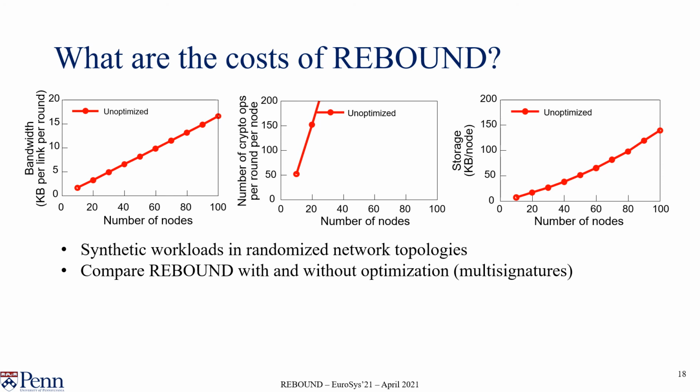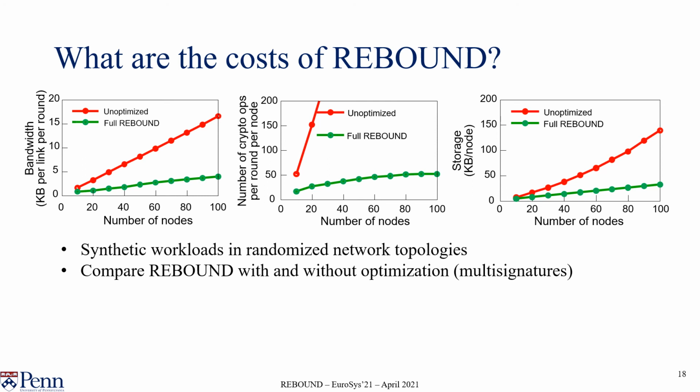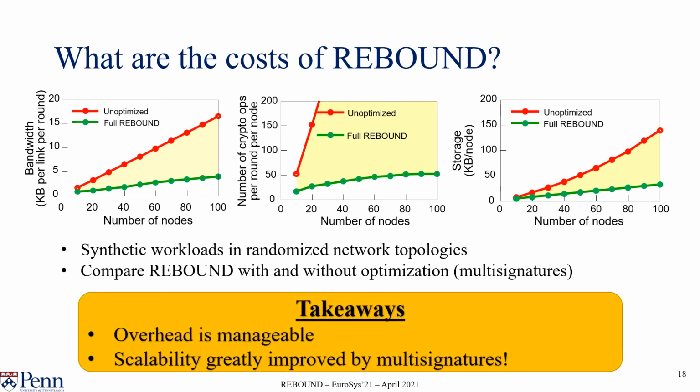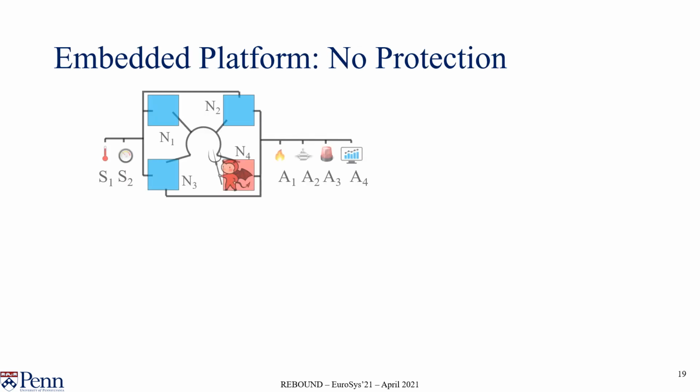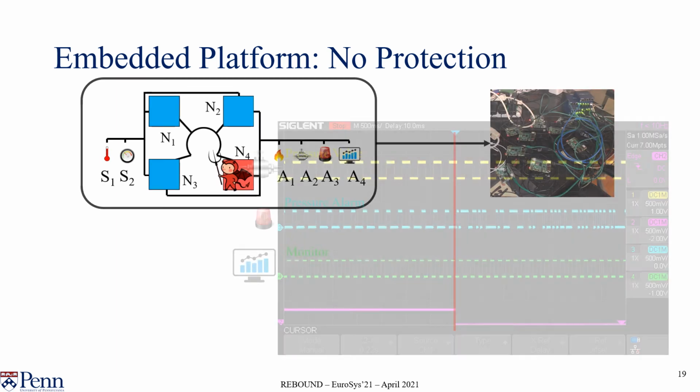We can see that when we add the optimizations in, we scale much better, and the differential between the two approaches only grows as the system size increases. So we can see that the overhead is a manageable amount, and the scalability is greatly improved when we use optimizations like multi-signatures. Next, we'll look at our running example implemented in a real embedded platform.